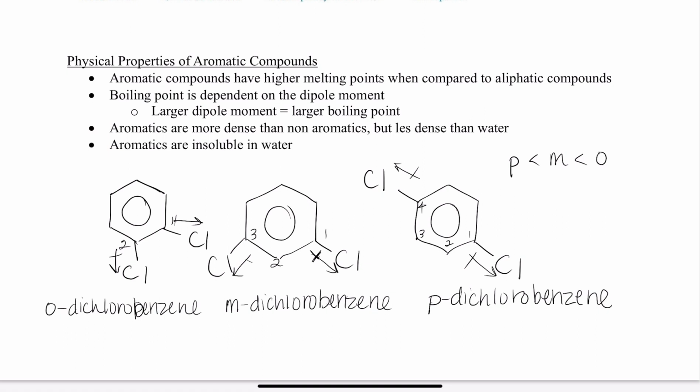And that is a common theme that you are going to see with aromatic compounds, as far as talking about boiling point and it being dependent on the dipole moment. So the larger the dipole moment, the larger the boiling point. Our ortho has a greater dipole moment, and then meta, and then para has the smallest dipole moment.